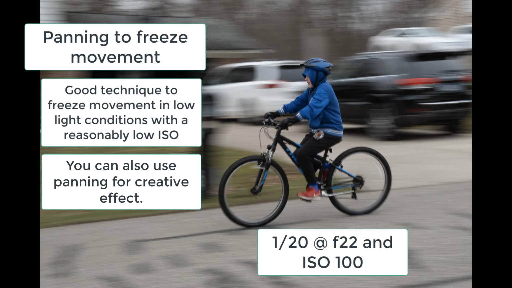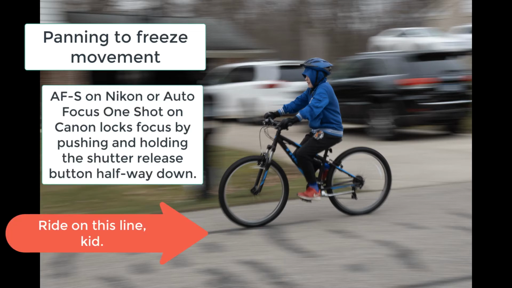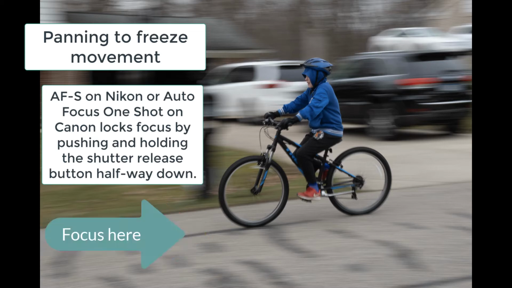All we're going to do, guys, is we're still going to focus on that black line that he's riding on. I'm focusing the camera there, pushing the shutter release button part way down. If I'm on AFS, autofocus single servo on Nikons, or autofocus one shot on Canons, holding the shutter release button part way down locks in that focusing distance. Now, if you want to, you could lock in that focusing distance and then turn off your autofocus. Then your subject is going to be in pretty sharp focus right as it passes that point.